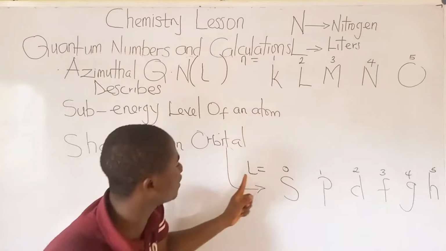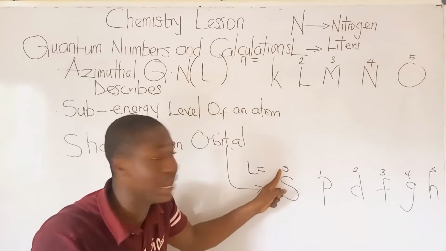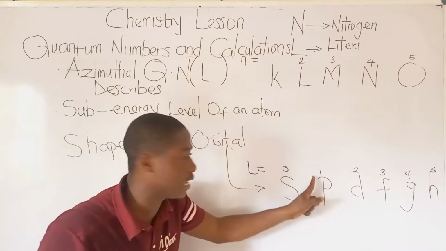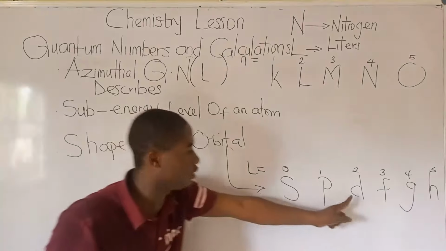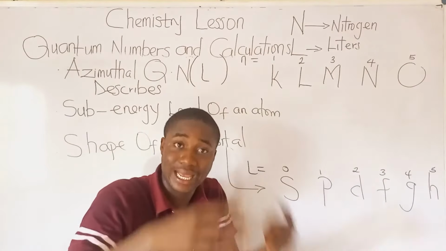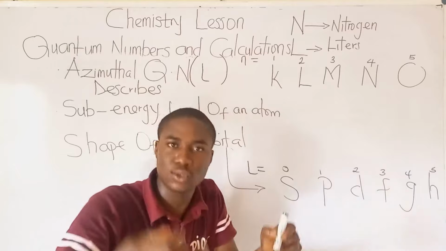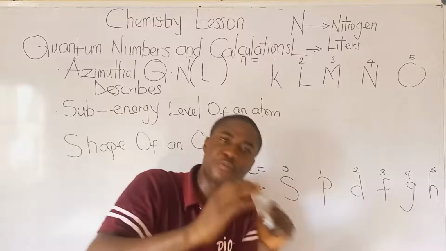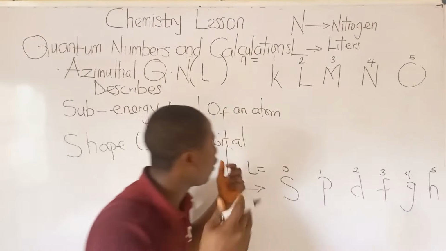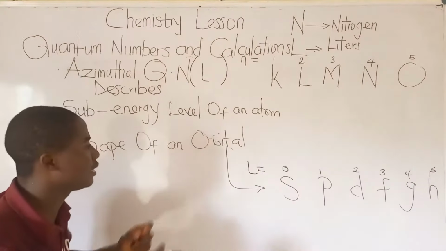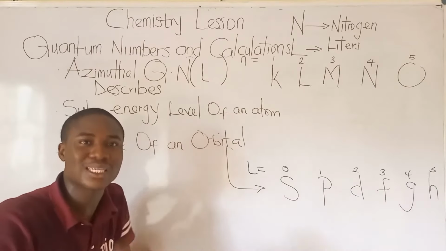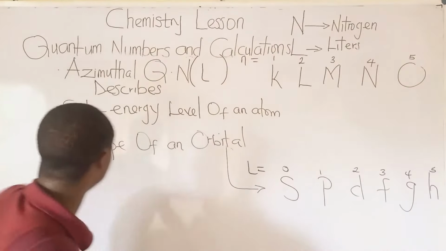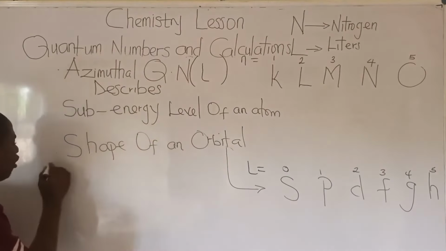If you ask what's the value of L for the S orbital, what will you say? 0. If you ask what's the value of L for the P orbital, what will you say? 1. What is the value of L for the D orbital? 2. Like that, you can see how it works. As you progress into this class, you'll get to understand properly how this concept works, and you'll be able to solve practice questions when you see them. So, with all this said, let's quickly talk about the names of these orbitals and their respective shapes, because all these orbitals have their respective names and shapes.